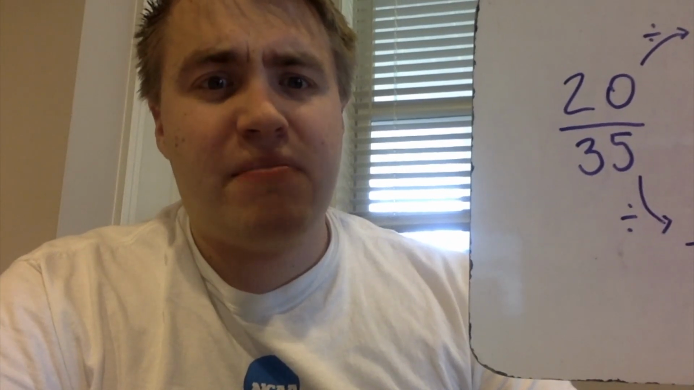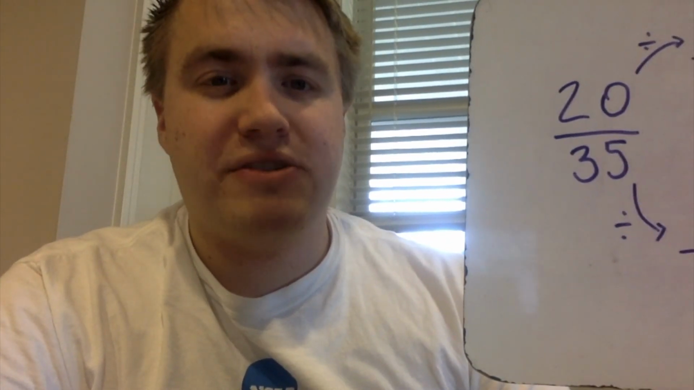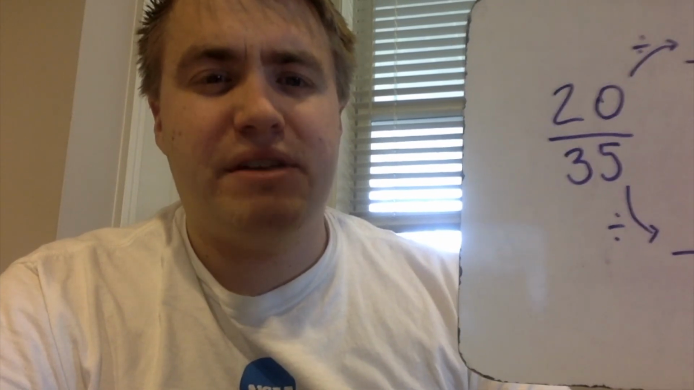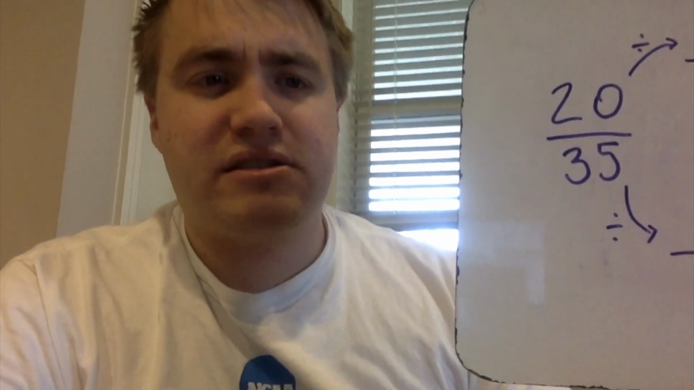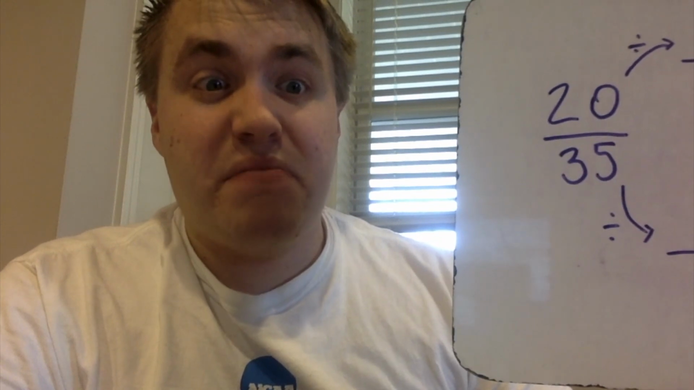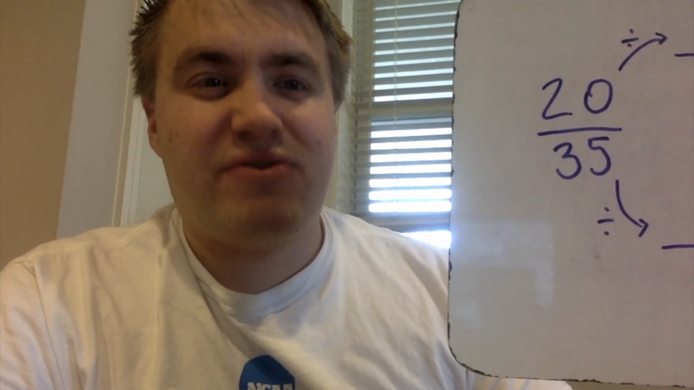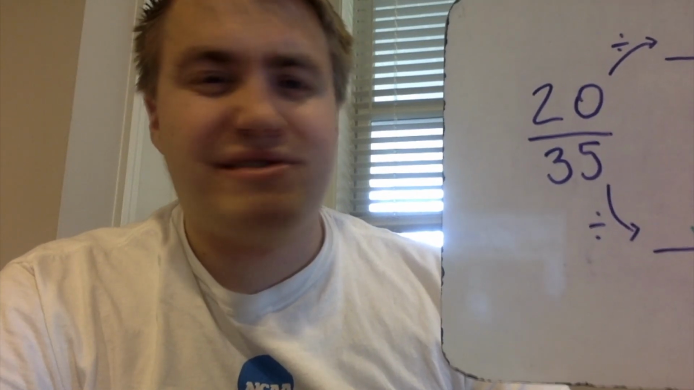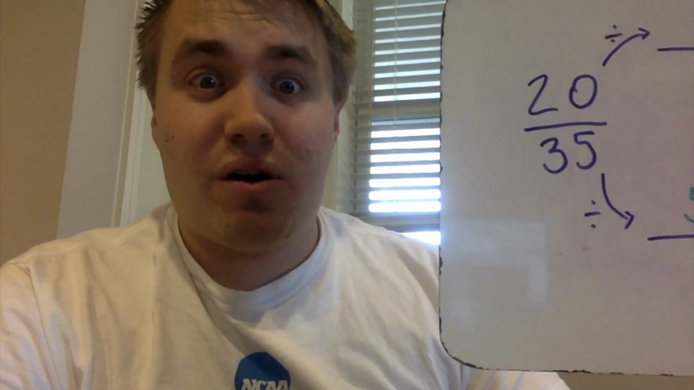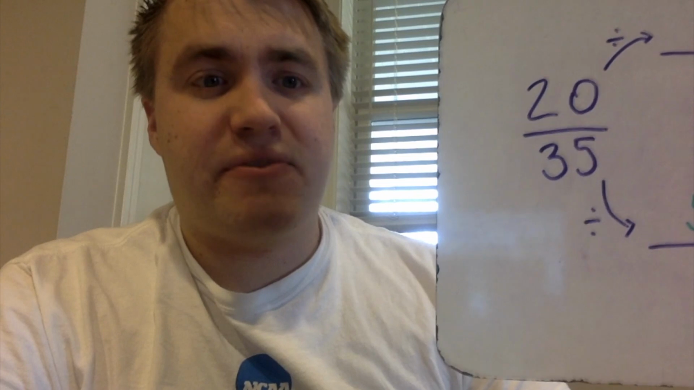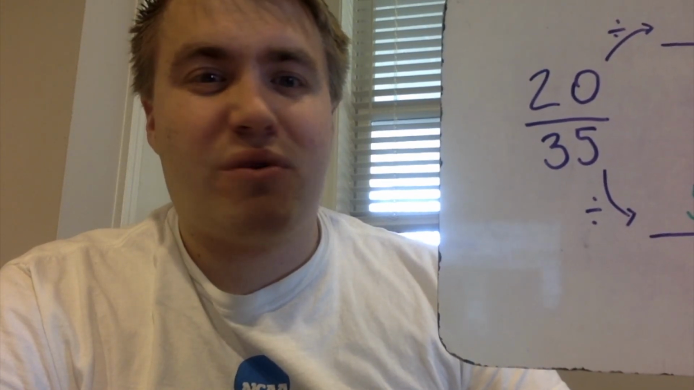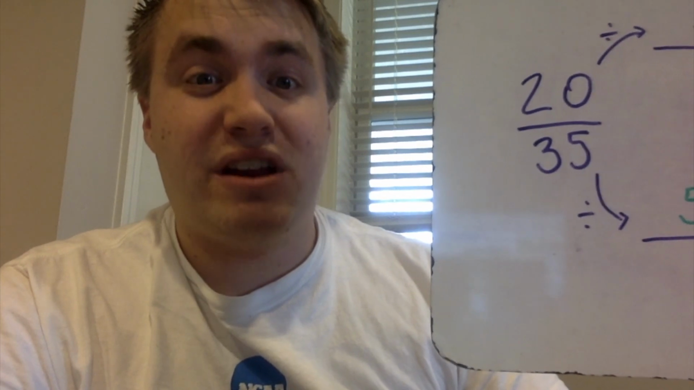Can 20 be divided by 2? Well, yeah, it can. 20 divided by 2 is 10. But 35 is an odd number, so we know that can't be divided by 2. So I'd go up to my next number. Can they be divided by 3? 6 times 3 is 18, and 7 times 3 is 21, so can't be 3. What about 4? I know that 5 times 4 does equal 20, but 35 divided by 4 is not going to be a whole even number.